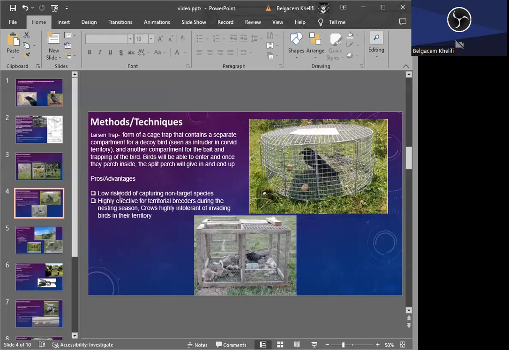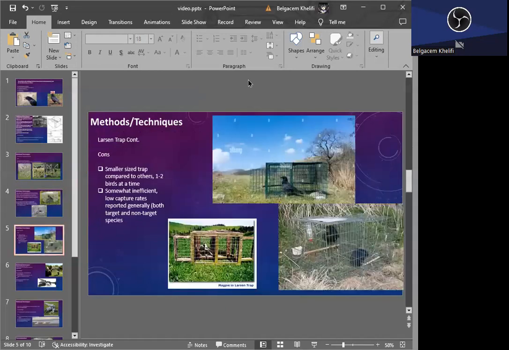Some of the advantages to this method include very low odds of capturing non-target species. So this is very good for capturing that corvid, crow target species that you want. And it is very highly effective for territorial breeders, especially during the nesting season, as crows are very intolerant of invading birds within their territory. Some of the cons for the Larson trap involve it being a smaller trap, so you could only capture really 1 to 2 birds at a time, and it is also reported to have somewhat low capture rates for both target and non-target species.